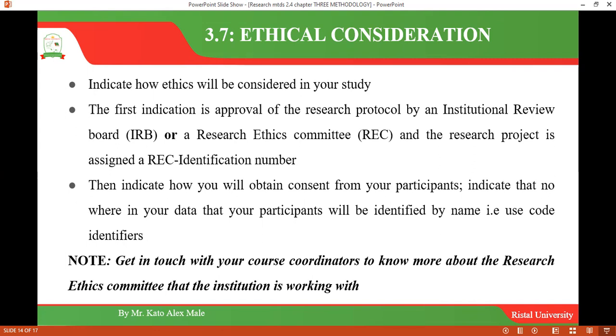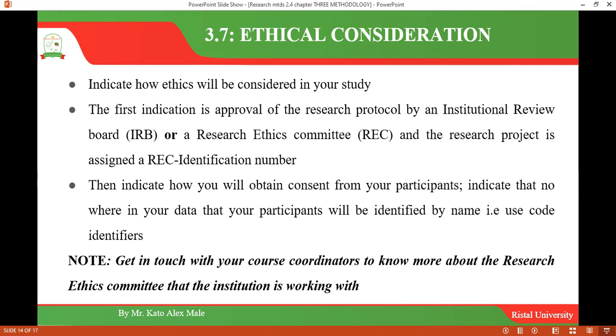If there are children that you're going to have as participants, who is going to be giving the consent? Of course, children cannot. Then you have to obtain consent from their parents. In our next lecture, we're going to look at consent and everything under that. So, indicate for us how you obtain consent, and indicate that nowhere in your data will your participants be identified by name. For example, do not list your participants' names when collecting data.